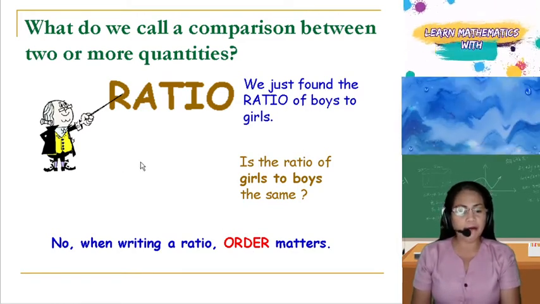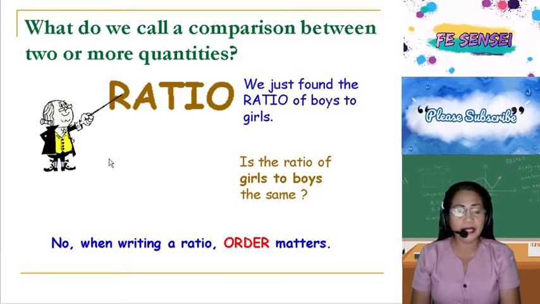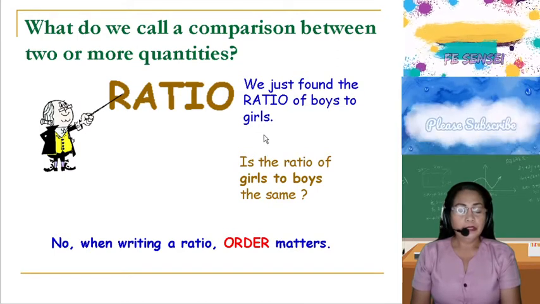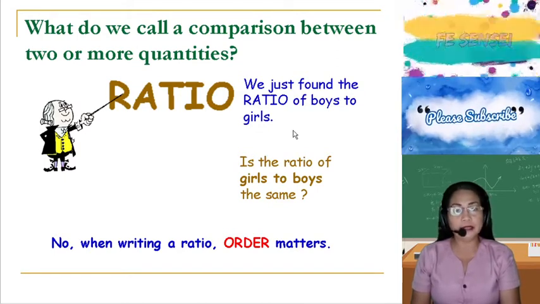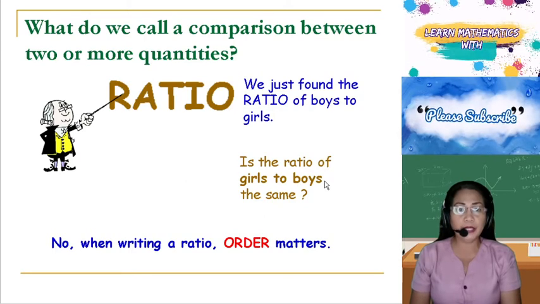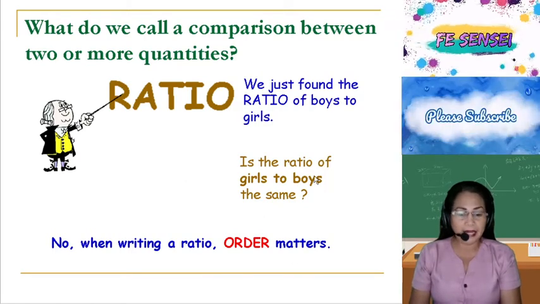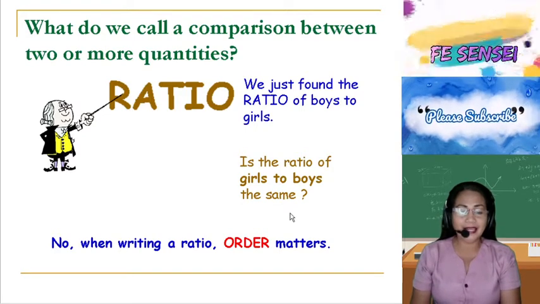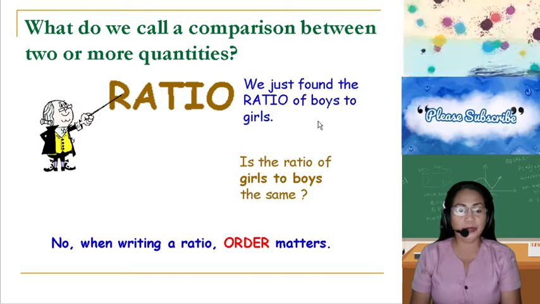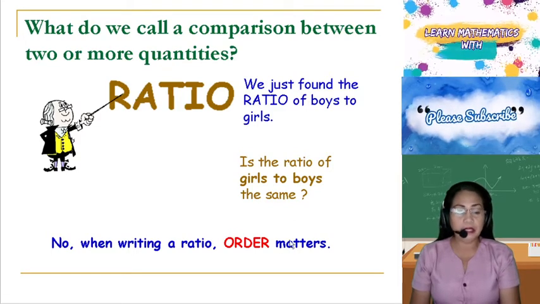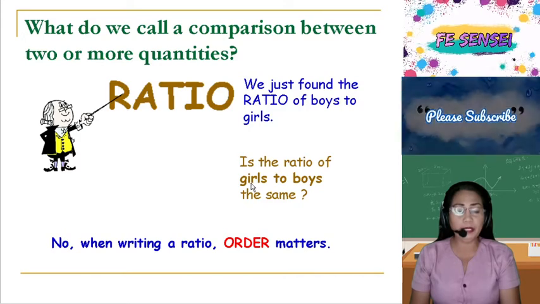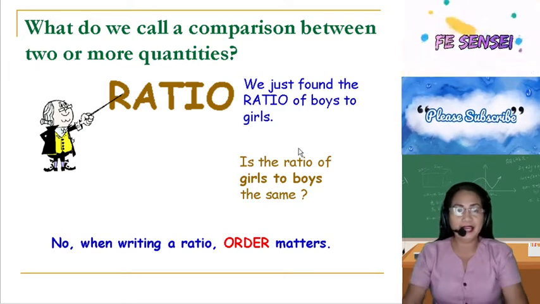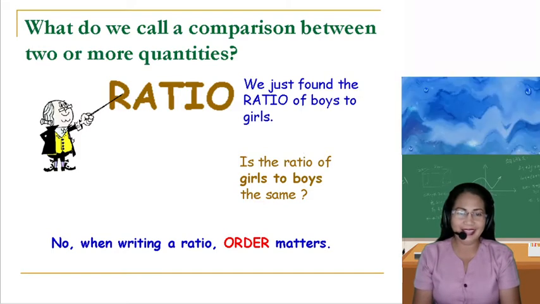Say, for example, if we have 3 boys and 5 girls. Therefore, the ratio for boys to girls is 3:5. But if we're going to ask for the ratio for girls to boys, it's not the same as the ratio of boys to girls because order matters. So if we say girls to boys, the ratio is 5:3.